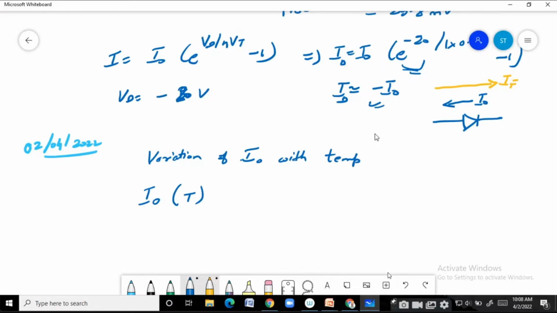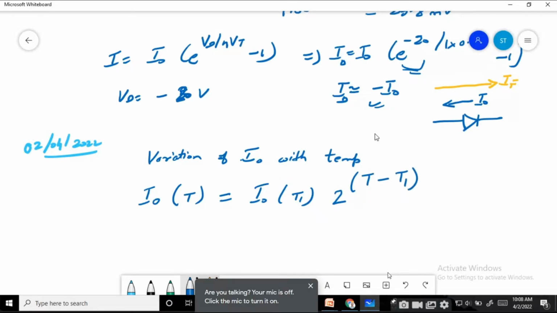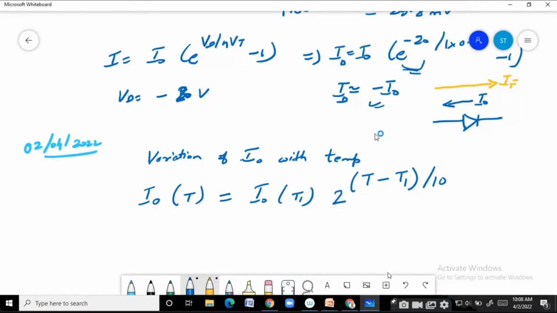What you want to do is find the reverse saturation current at a particular temperature T when you already know the reverse saturation current at a particular temperature T1. Then it is simple: you have to multiply it by 2 raised to (T minus T1) upon 10. Suppose T1 is 30 degrees centigrade, and you want to find I naught at a temperature T, which is 60 degrees centigrade.